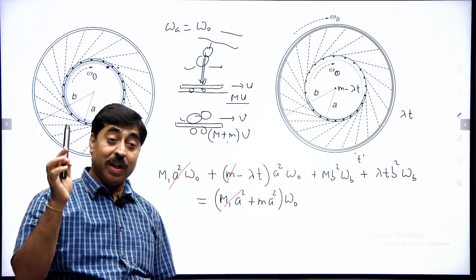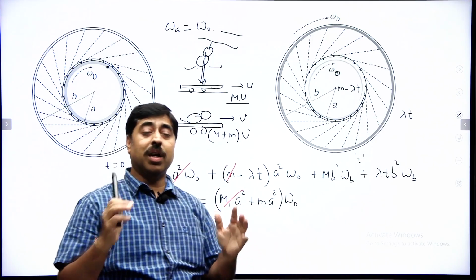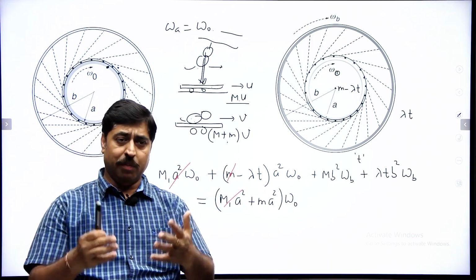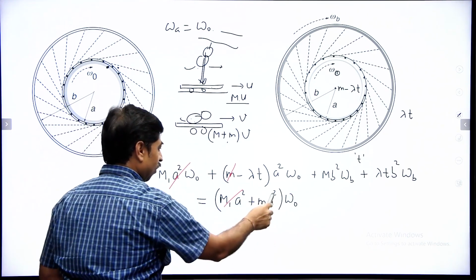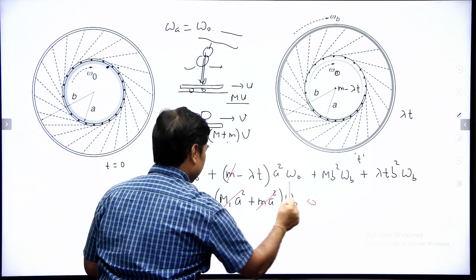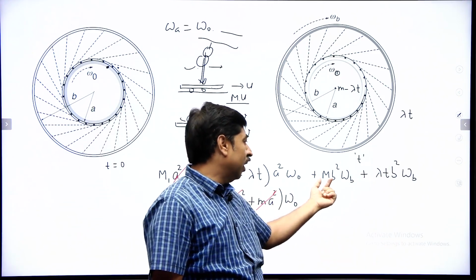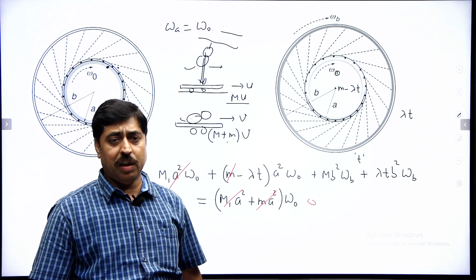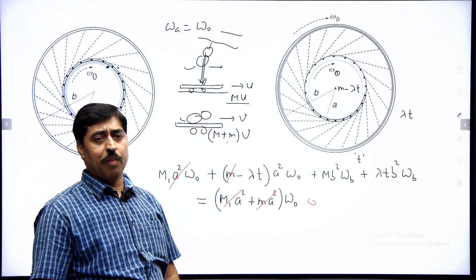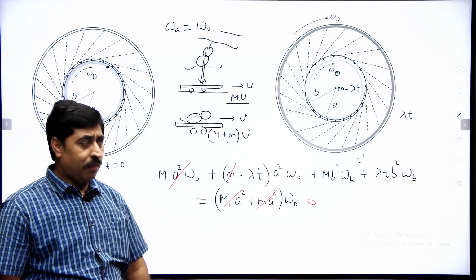You can simplify it for omega b and you will get omega b as a function of time. Do it on your own. This is equal to this. So, this cancels out, this cancels out. Basically, the remaining terms are equal to 0. You just separate the terms containing omega b, bring them on one side of the equal sign, and you will be able to calculate omega b. So, I hope this is clear to everyone.